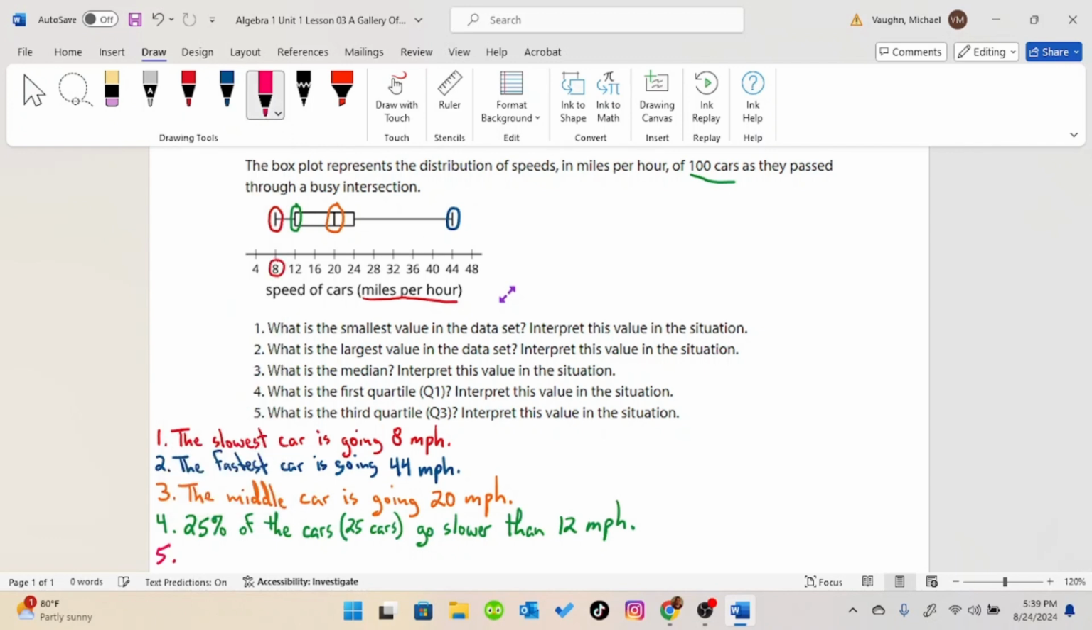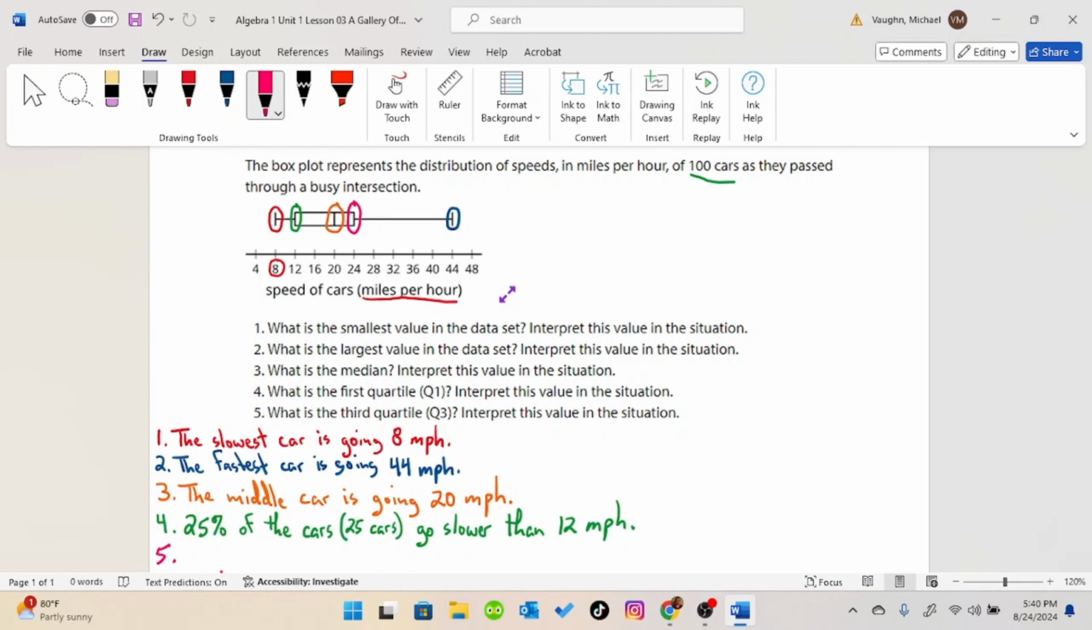And finally, number 5, what is the third quartile, Q3? Interpret this value in the situation. Q3 is the right side of the box. So this tells us 24 miles per hour. So this means 75% go slower than 24 miles per hour and 25% go faster than 24 miles per hour.